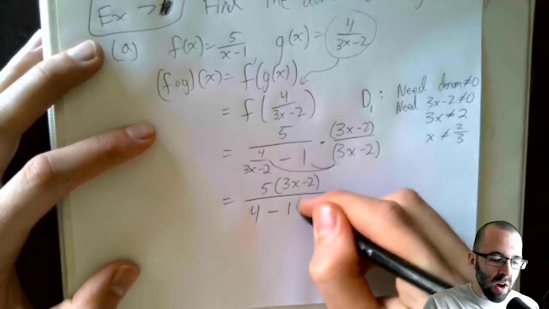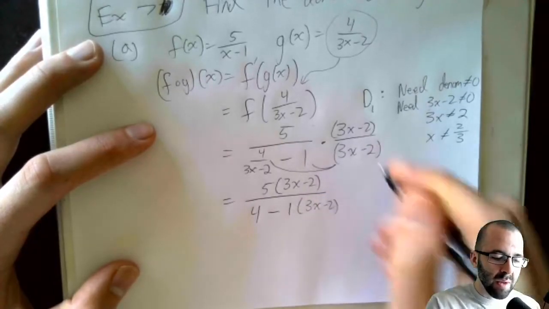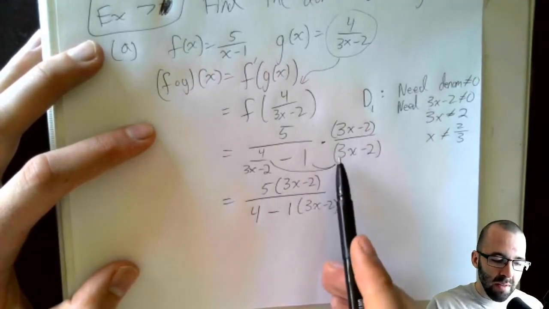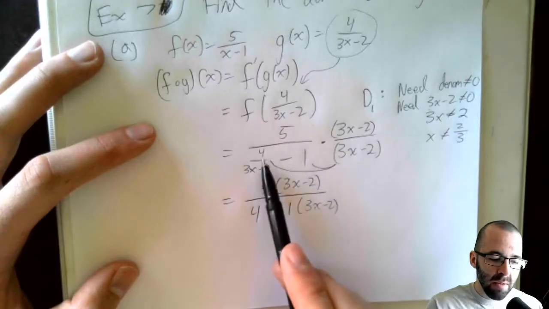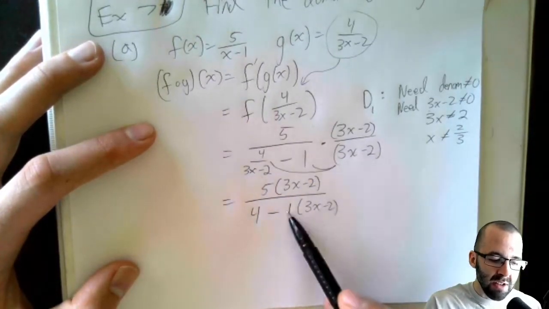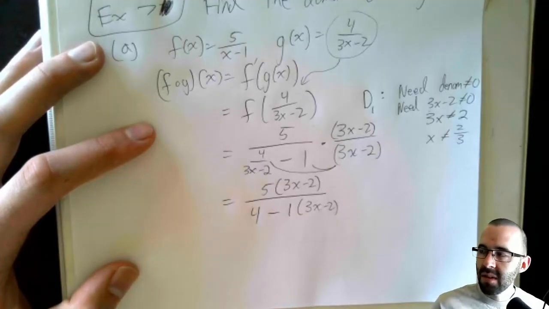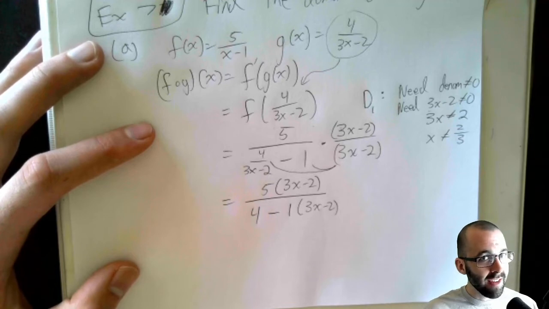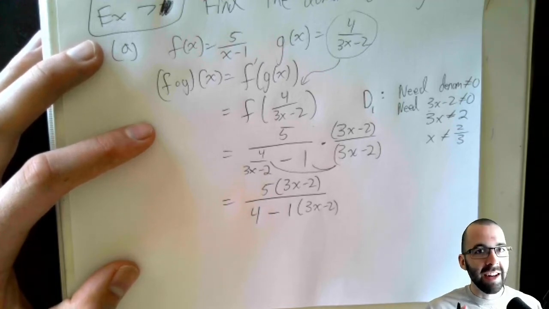And then over here we have 1 times 3x minus 2 when we distribute it to the 1. Okay? Distributing it twice on the bottom, multiplying here, they cancel, we just have the 4. Multiplying right here is just the 1 times the 3x minus 2. Okay? So things are getting better. Not quickly, but they are getting better.